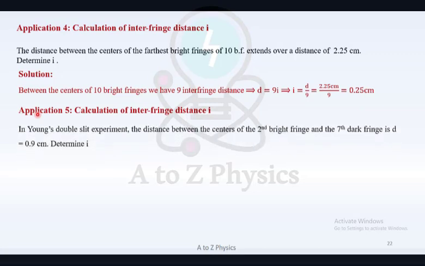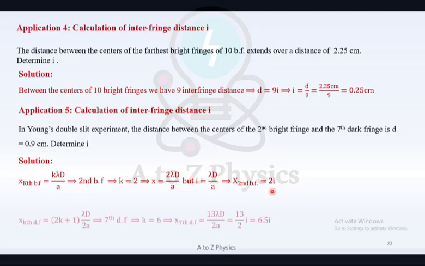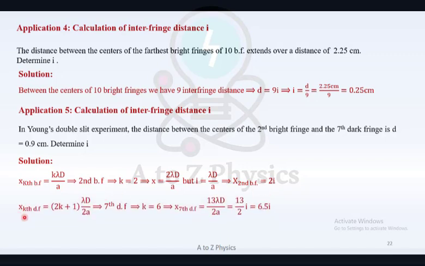Now let's solve application 5. In Young's double slit experiment, the distance between the centers of the second bright fringe and the seventh dark fringe is d equal 0.9 centimeter. Determine i. You should remember that x of the kth bright fringe equal to k lambda D over a. The second bright fringe is of order k equal to 2, so x of the second bright fringe equal 2 lambda D over a, but i equal lambda D over a, and so x of the second bright fringe equal to 2i.